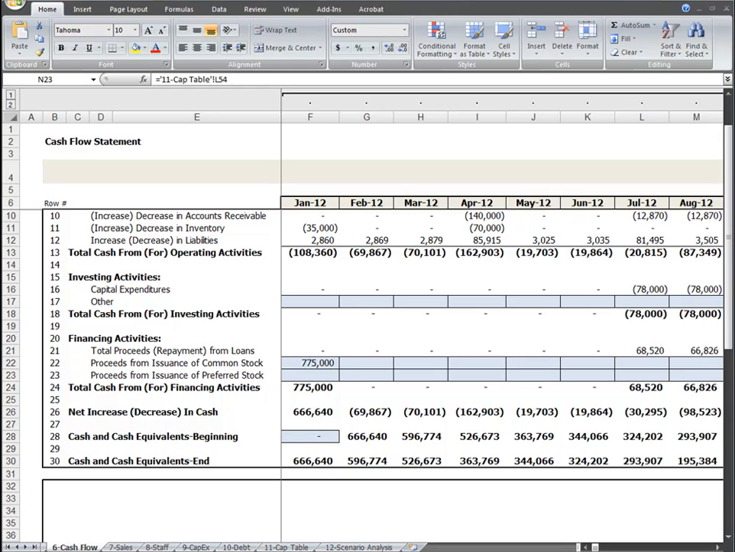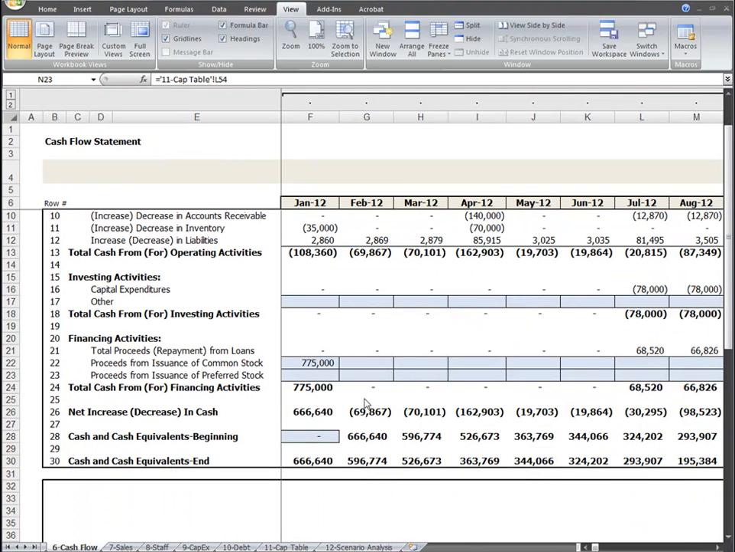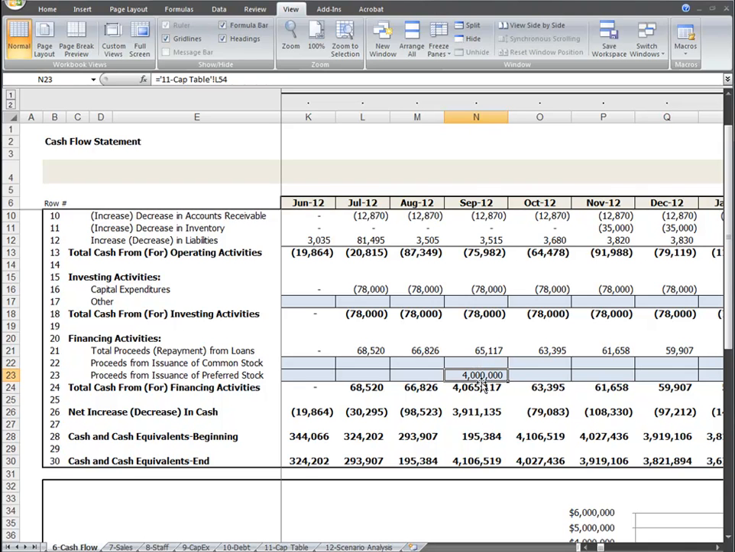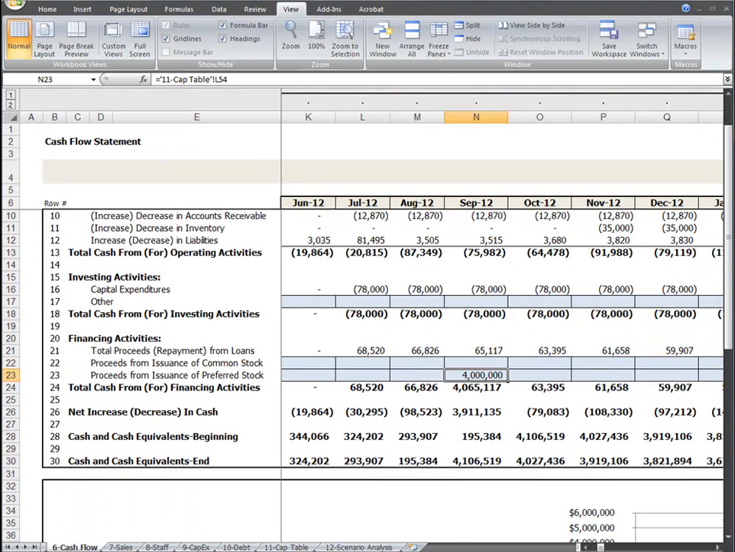The other assumption is the equity investments you've received or hope to receive that should be plugged into the appropriate month on the appropriate row, either common or preferred, depending on the type of stock. For example, in this model, we've got an angel investment round of common stock totaling $775,000 that we can see in the cap table worksheet that we expect to raise in January 2012, and a preferred stock Series A venture capital round of $4 million, again from the cap table, that we expect to raise in September 2012 that need to be entered into the appropriate month.